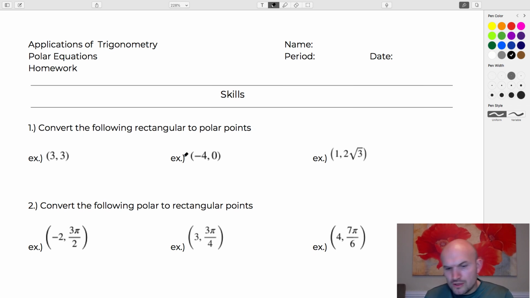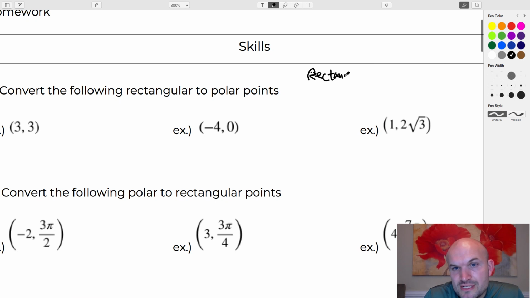All right, so the first one, oh crap. Gotta have my handy little calculator. The first one says convert the following rectangular points to polar points. Let's zoom in.